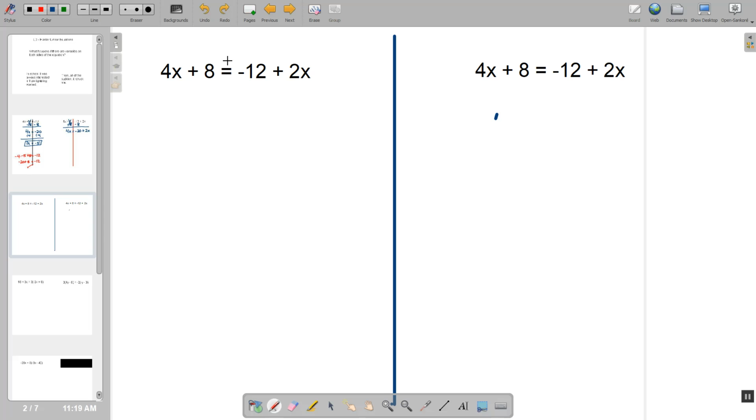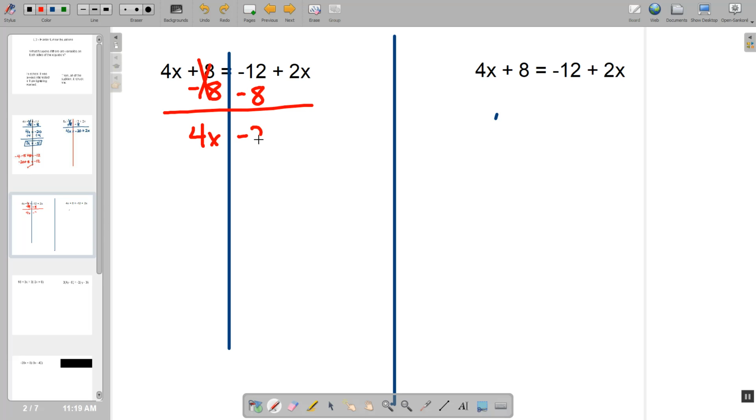So over here, I'm going to, let's do that again. That's what happens when I try to freehand. All right, so on the last one, I moved my 8 to the right, and I got 4x equals negative 20 plus 2x. From this point, I'm going to move my x's left to start with. So I'm going to do the opposite of positive 2x. I want to make this 0. The opposite of positive 2x is negative 2x.